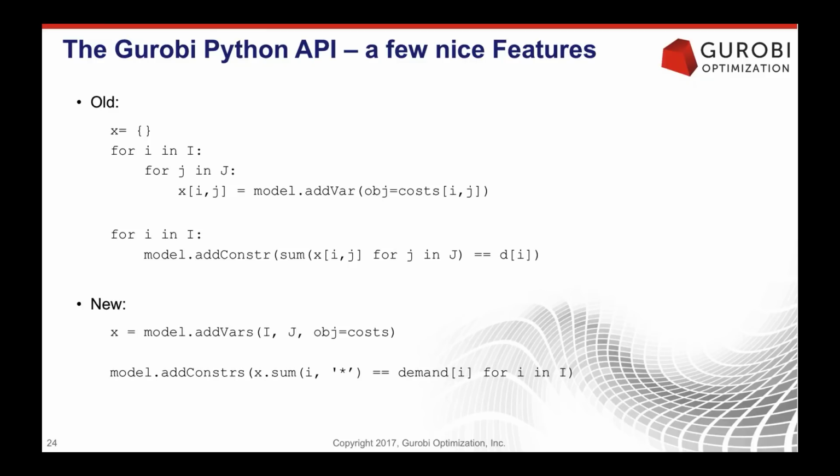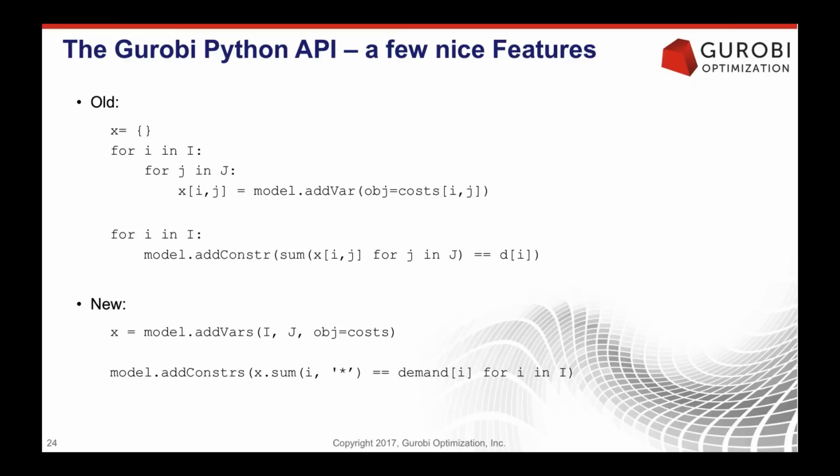And now with the new features, we can write these 6 lines down in just 2 lines. And they will now look like this. We can create the variables x by calling the addVars method, and we can just pass over the 2 index sets i and j directly to that addVars method, and also pass over the coefficients for the objective here.